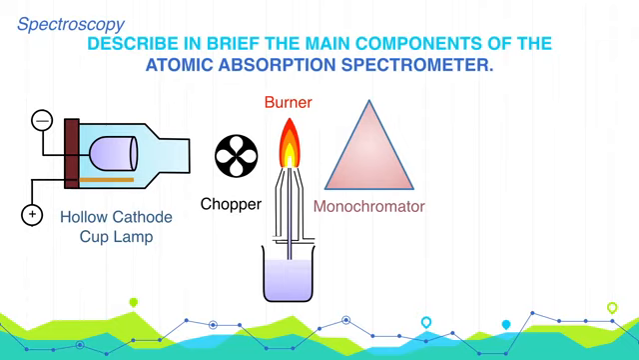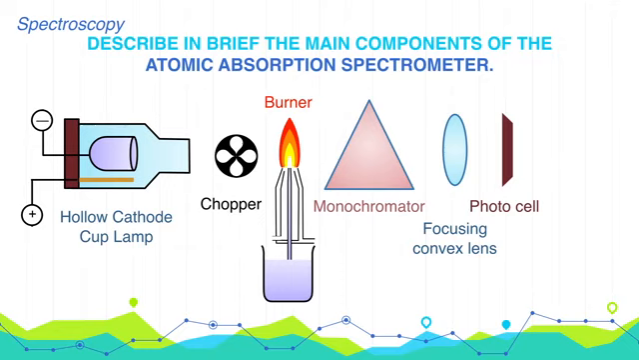Then comes monochromator. Either prism or diffraction gratings are used as monochromators. The transmitted beam from the flame enters the monochromator, which allows only one wavelength at a time to fall on photomultiplier tube. Then comes photomultiplier tube. The transmitted light from the monochromator, when it falls on PMT or photomultiplier tube, the current is produced. This current is proportional to the light incident on the photocathode of the PMT.